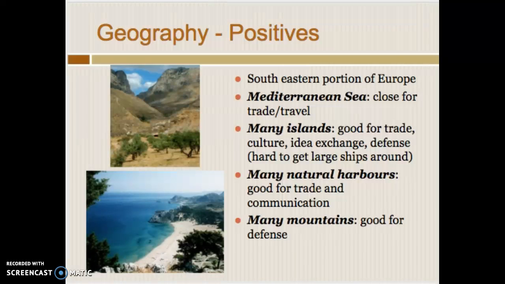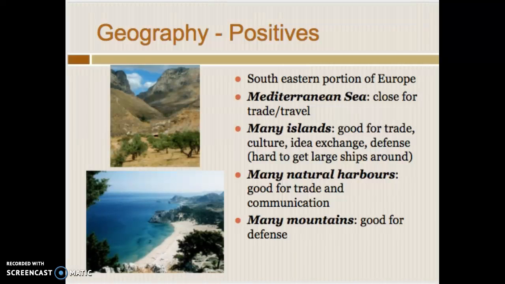You also have many, many islands. If you go back to the map, you can see that it's not just one big mainland. It's also not one big strip around a river or a series of rivers like we've seen previously. You've got a lot of water, but you've got very separate islands. You've got very separate mainlands. And so in terms of the positives of that, again, it's really good for trade, it's good for culture, idea exchange, and defense, because it's really hard to get large ships around some of those smaller islands. So that's really good for them.